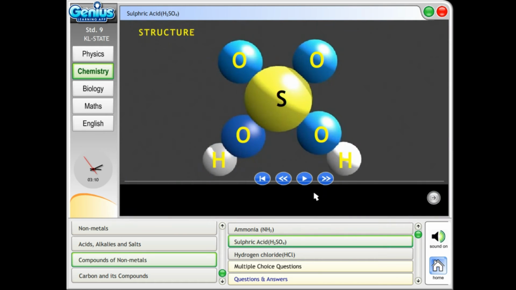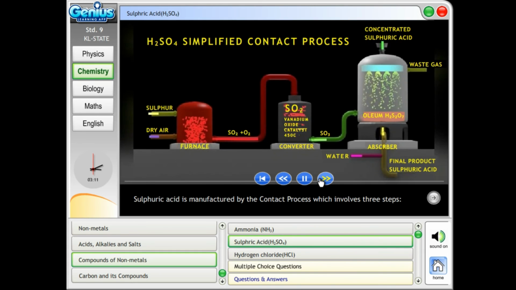Manufacturing of sulfuric acid. Sulfuric acid is manufactured by the contact process.